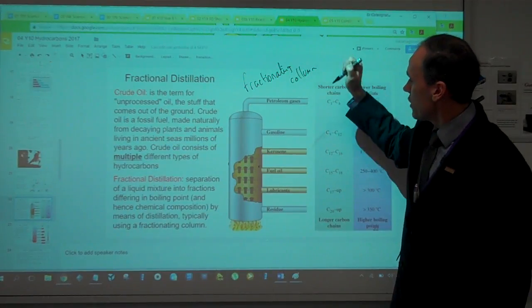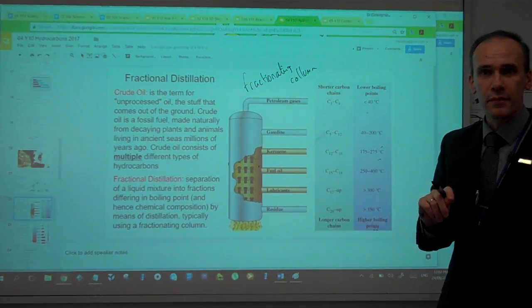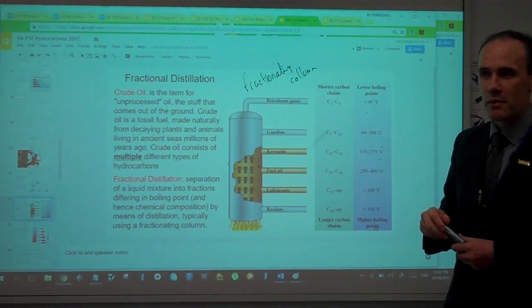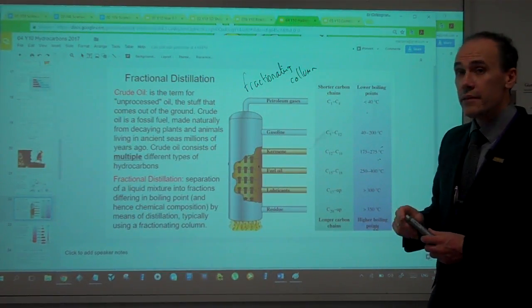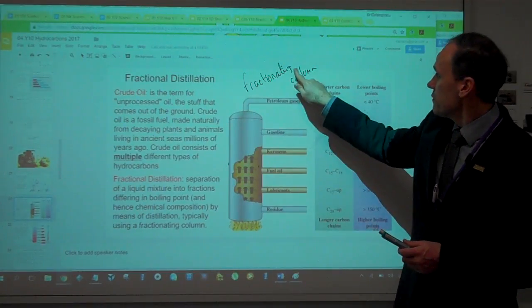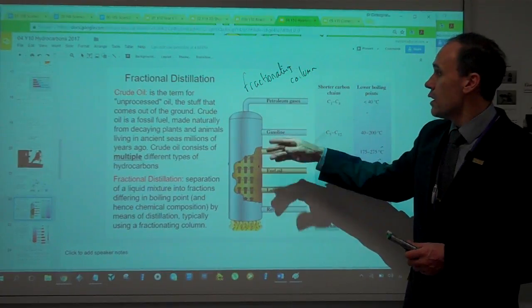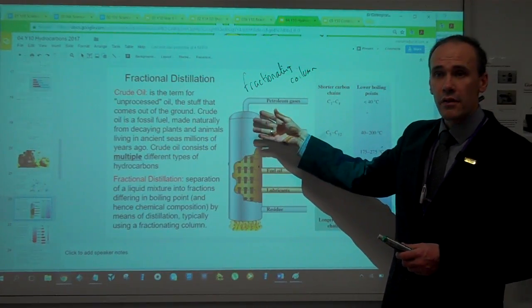And I always spell column wrong, and I probably spelled it wrong there. I've misremembered it perfectly 10,000 times. So I have a perfect memory for misspelling. Now, with that column, in that column, you should understand which products get to the very top of the column.